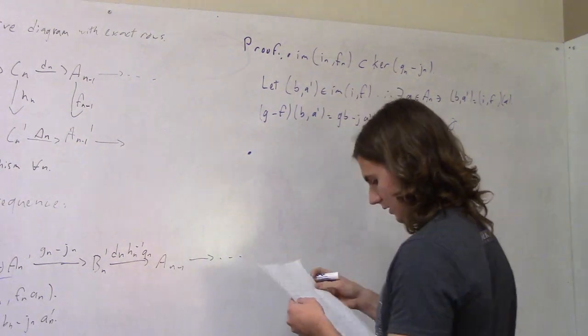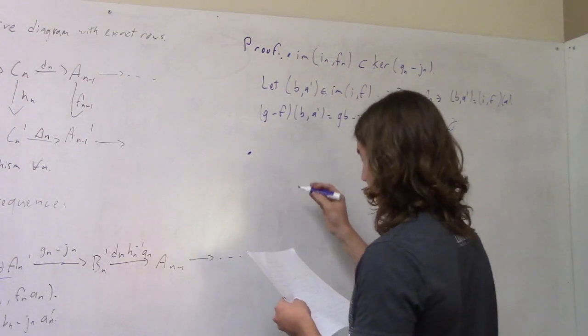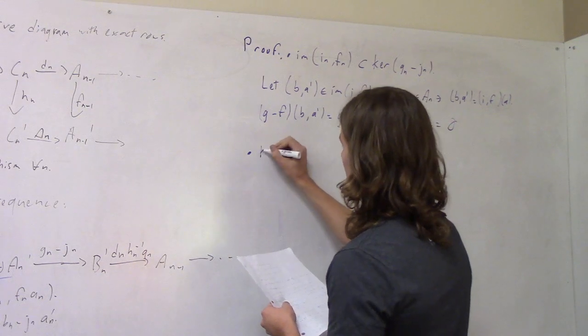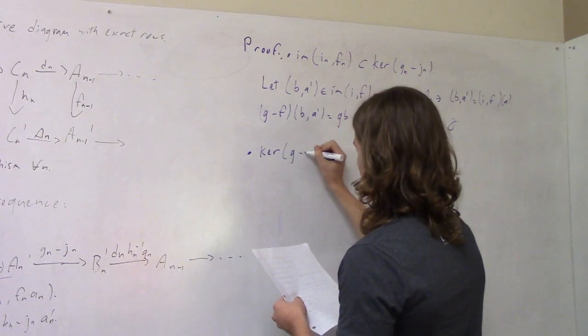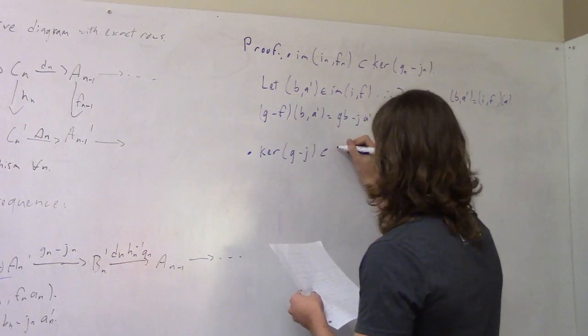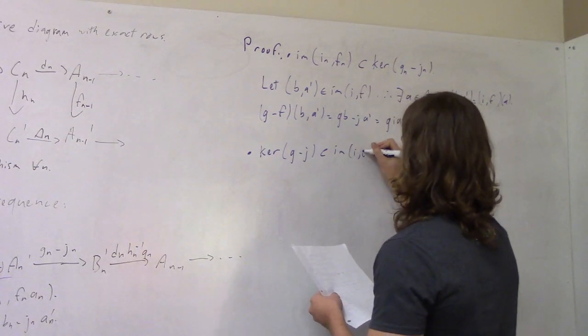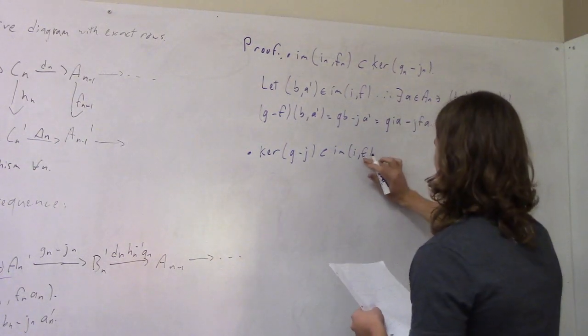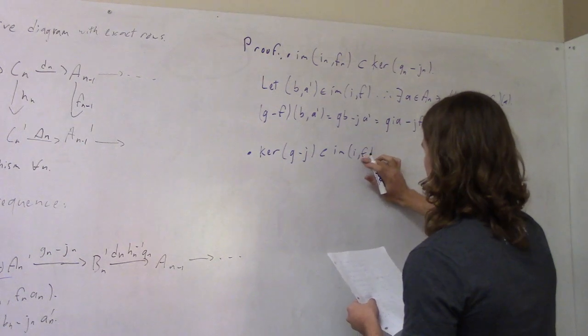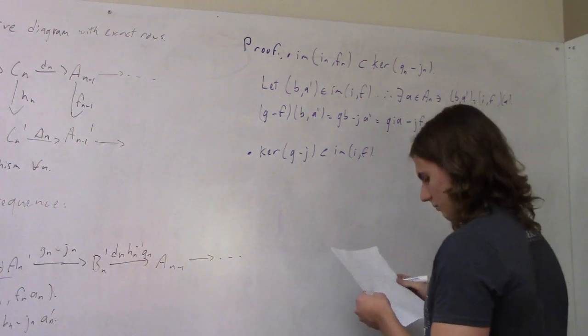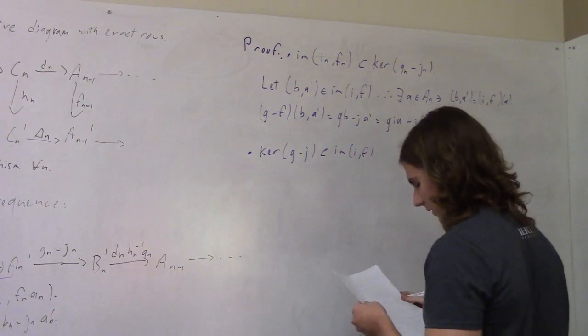Second one, a little bit more elaborate. Show that the kernel of G minus J is a subset of the image of IF. Okay. And it might be a little bit sloppy here because we actually will go into some minus ones, but forget about it.